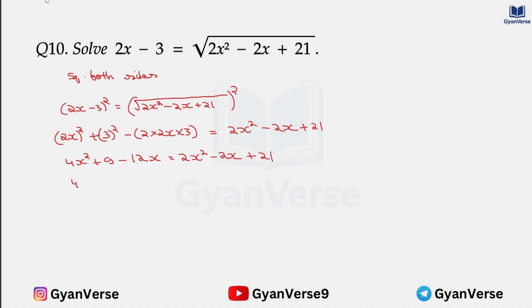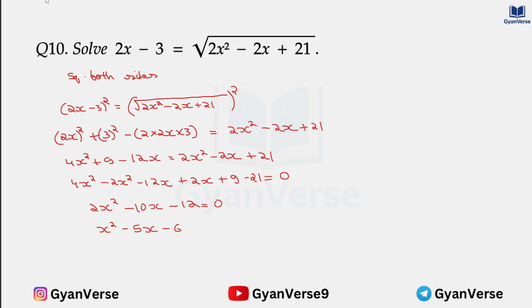We will bring 2x square to the left hand side, it will become minus 2x square. We'll write 12x. 2x will come to the left hand side, it will become plus 2x plus 9 minus 21 equals 0. So now the equation will become 2x square minus 10x minus 12 equals 0. Now we will take 2 common, so the quadratic equation will become x square minus 5x minus 6 equals 0. Now what we will do is split the middle term.